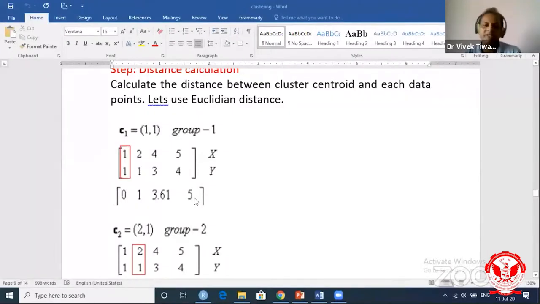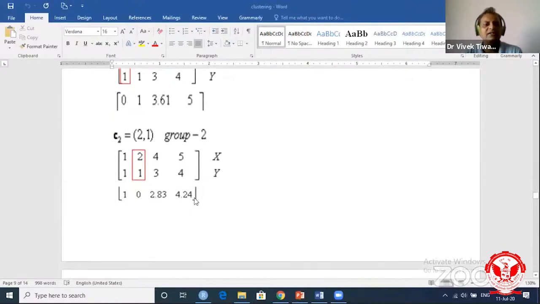Similarly, I have to repeat that process. I have to calculate the distance of all the same data points to centroid 2, because we have two clusters. The distance between the first data point and centroid 2 is 1. The distance between the second data point and centroid 2 is 0, because both are the same. The distance between the third data point and centroid 2 is 2.83. The last distance is 4.28. So the third step is over, where we calculate the distance between all the data points and all the centroids we have.